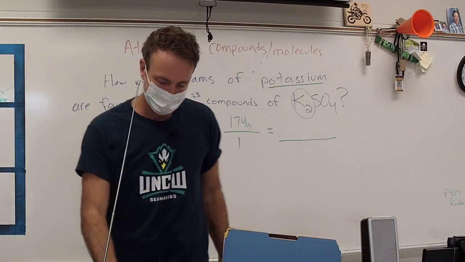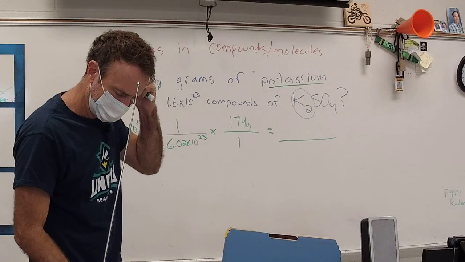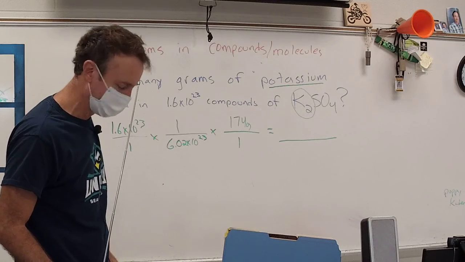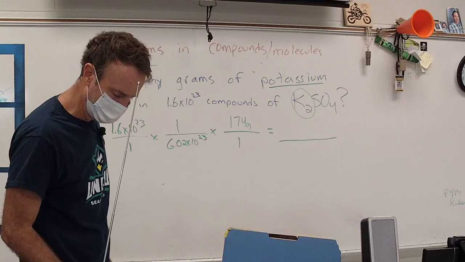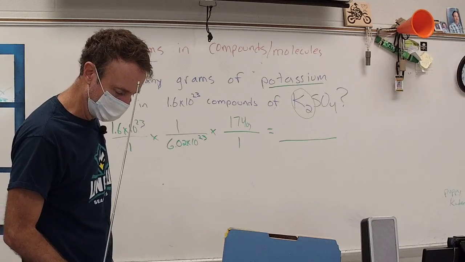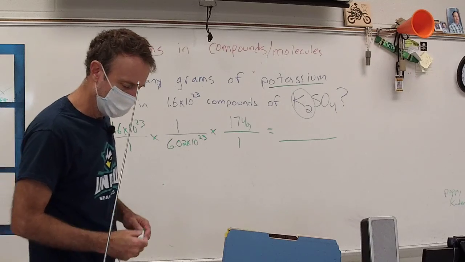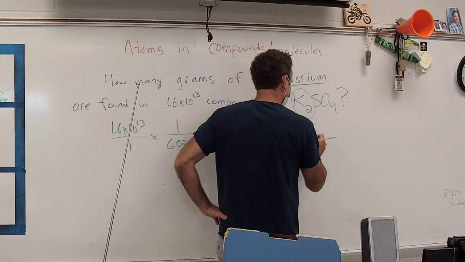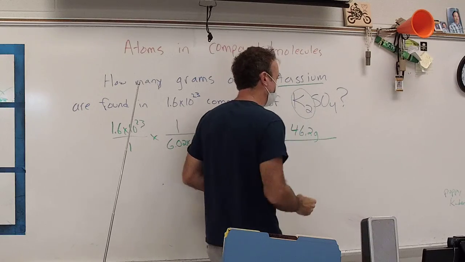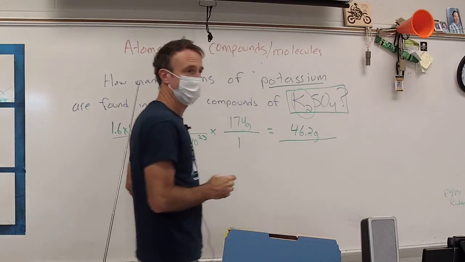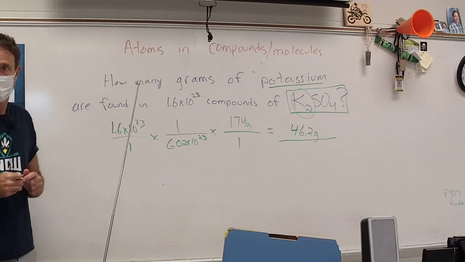So I'm going to say 1.6 times 10 to the 23rd divided by 6.02 times 10 to the 23rd times 174 equals 46.2. Okay? Now that would be if we solve for the whole thing. All right?